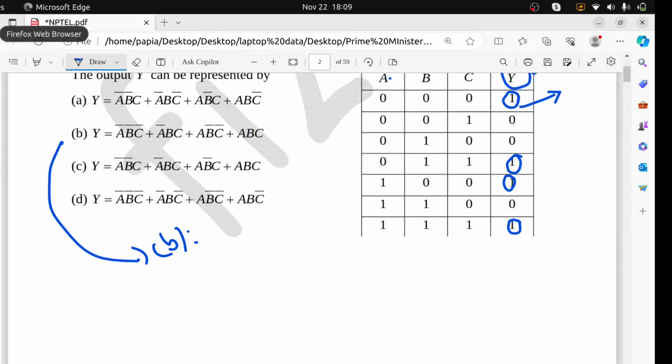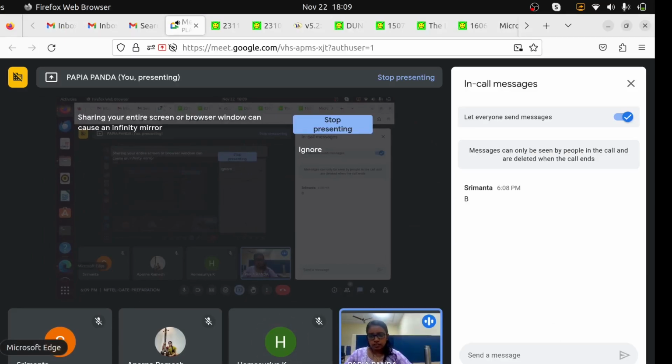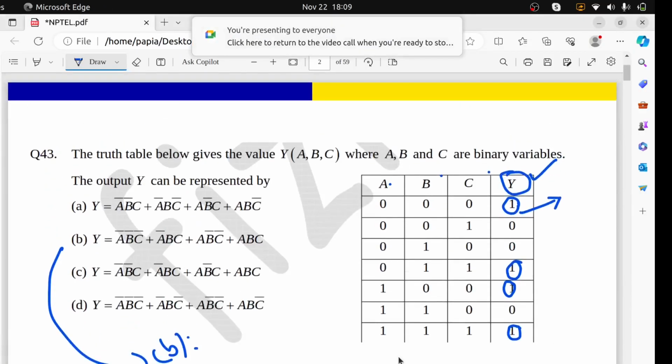Now let me check what is there in the chat box. Okay, very good. So this is the correct answer. I hope you understand that for that question, what we need to calculate at the very first is to find out which rows have 1 for the output, and corresponding to those, we write the A, B, C combination. So if it is 0 0 0, then it will be A bar, B bar, C bar. Similarly, A bar, B, C, like that. Okay, so I think it's done. So we'll go to the next question. If you have any doubt, you can ask me.